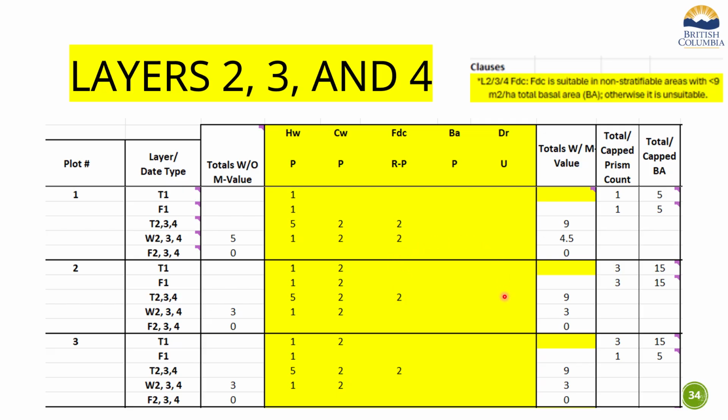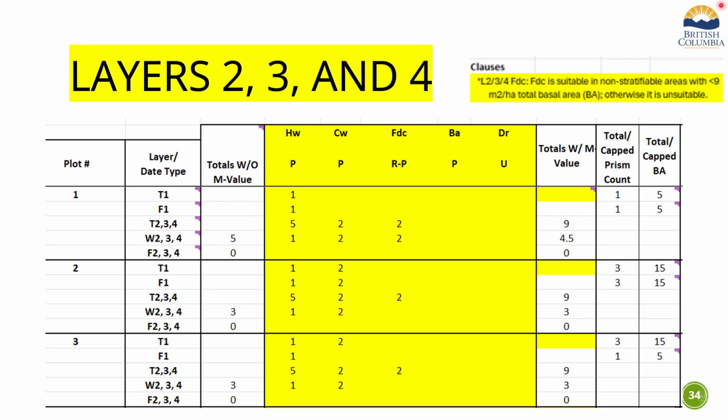In our plot 3, we have 10 meters square total basal area, 10 meters square crop. At this basal area level, given our aspect is southwest, fir is unrestricted. We can take all fir as well-spaced and free-growing, assuming all other conditions are met. So we take 3 as well-spaced, 3 as free-growing, and we now meet the understory M value.